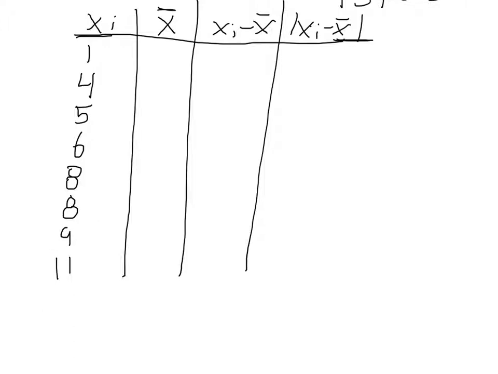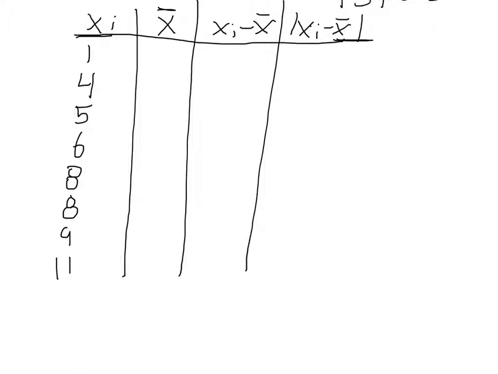What's the x with the line over it? Great question. We call it x bar, x with the line. That's the symbol in math for the mean, your average, something that you know how to calculate. Xi minus x bar is pretty straightforward. You're just going to take this and subtract this, put the answer there. And then this spot is for the absolute value.